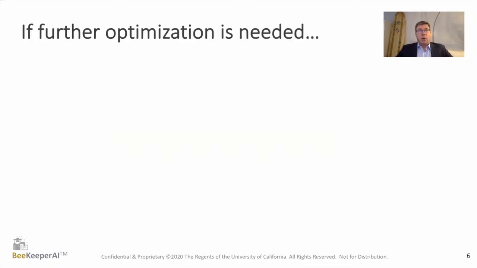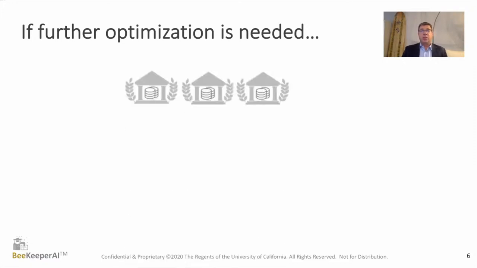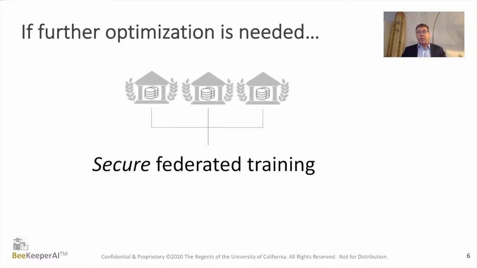Now, to go one step further, if additional optimization is needed, so for instance, if the validation doesn't go as well as you hoped, or if you need to expand your access to data so that the algorithm is more robust, then we're talking about bringing in additional data, which needs to be used to train simultaneously your algorithm, which means we need secure federated training.